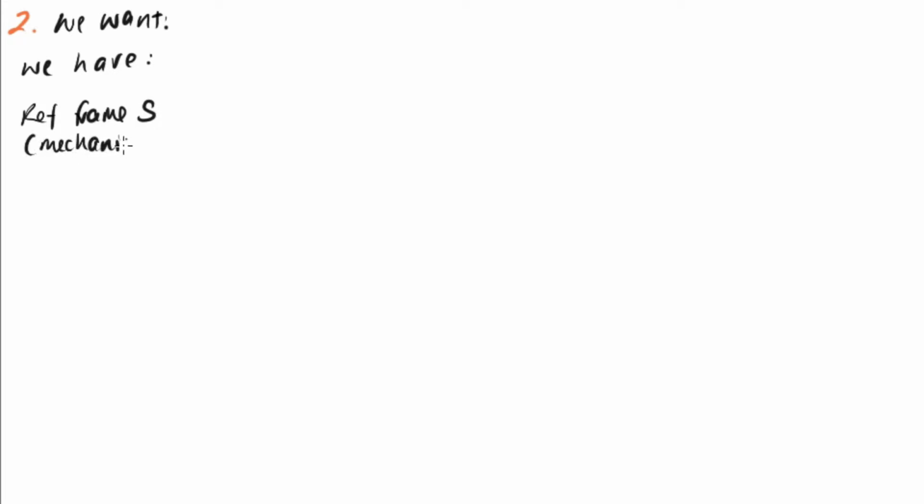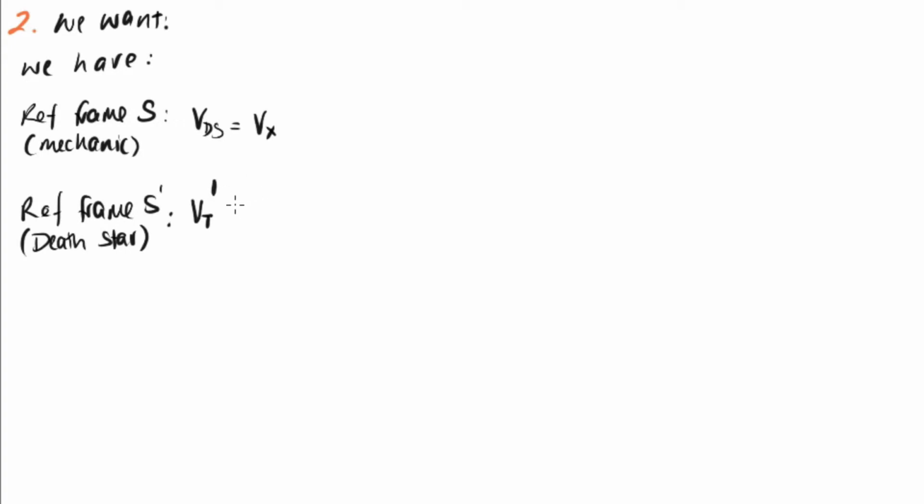I'm going to call that reference frame S, and we're told that from the point of view of the mechanic, the speed of the Death Star is equal to Vx. So the Death Star is moving relative to the mechanic, so I will call the reference frame of the Death Star S dash, and from the point of view of S dash, from the Death Star, we know that the TIE fighter is also moving with a speed of Vx.